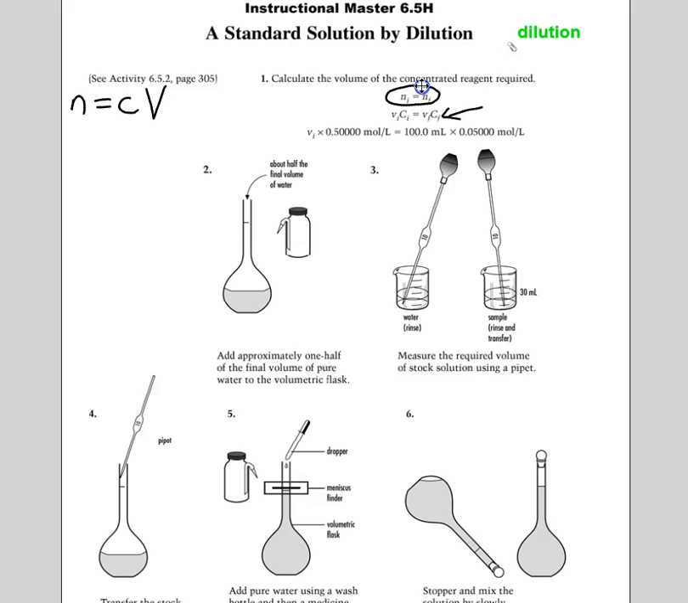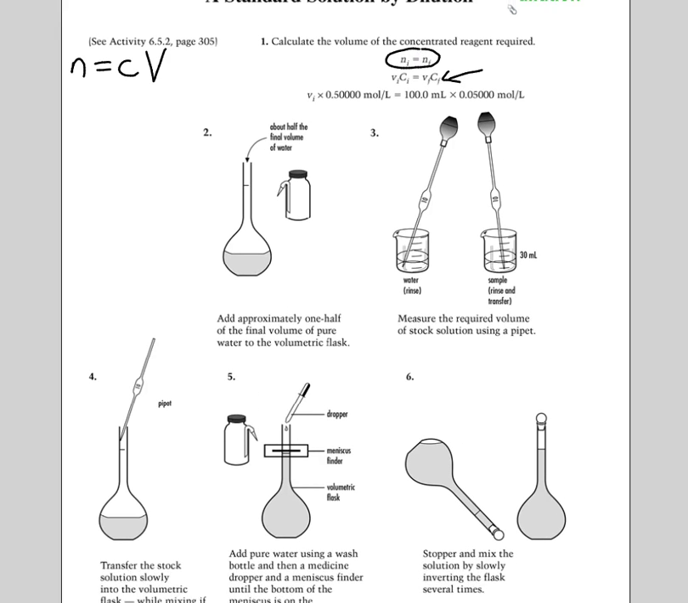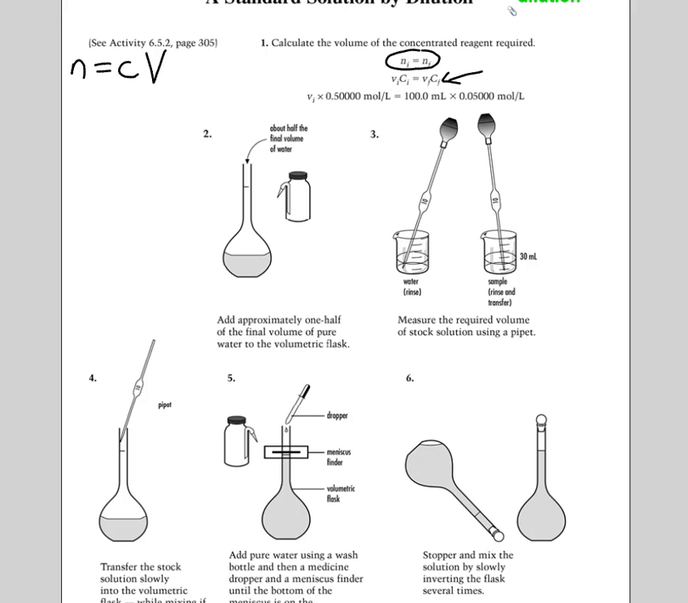Let's just pause here and have a look at the remainder of the steps. This formula here, which is VICI equals VFCF, is called the dilution equation. Sometimes it's seen maybe in textbooks as V1C1 equals V2C2. However, I would say maybe better to stick with I and F because V1, V2 might get you thinking about gas laws, and it'd be better to avoid any confusion there. So VICI equals VFCF. That's going to be our first step, which is the calculation.